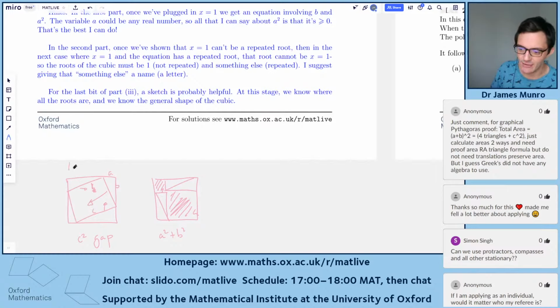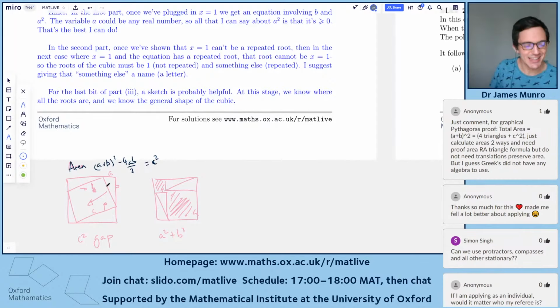And then talk about the area being, let's change colour. The area being (a plus b) squared minus 4ab over 2 for the triangles. And then similarly, that's also equal to c squared, which rearranges to Pythagoras. I've seen that approach as well. I quite like it. You don't need to do the translations, but then you've got to do some algebra. And this one says the ancient Greeks didn't do algebra like that, which is true.